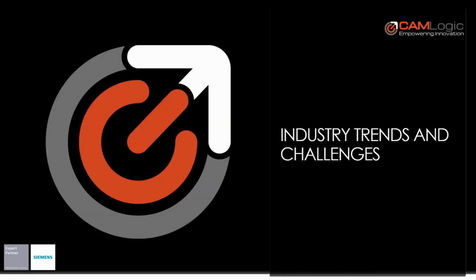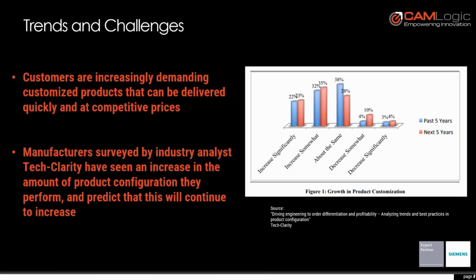Some of the industry's trends and challenges that we've seen recently is that there's been a large increase in demand that customers have for customized products. They want more customization, they want it to still be delivered quickly, and of course, as always, they want things at a competitive price. And manufacturers have also seen an increase in the amount of product configuration that they have been performing. And the predictions show that that's only going to increase further.